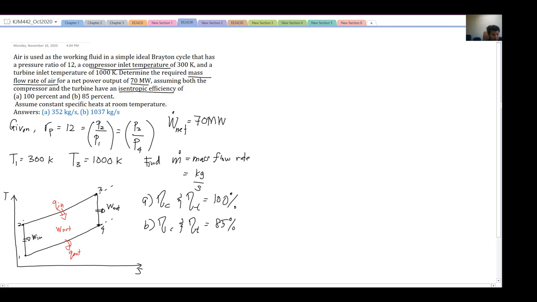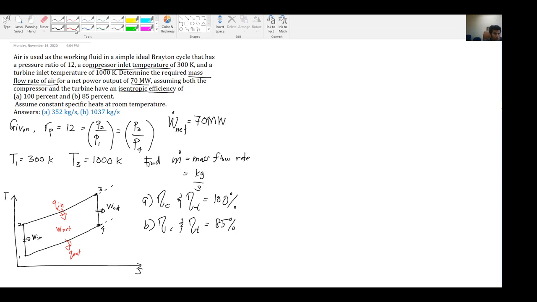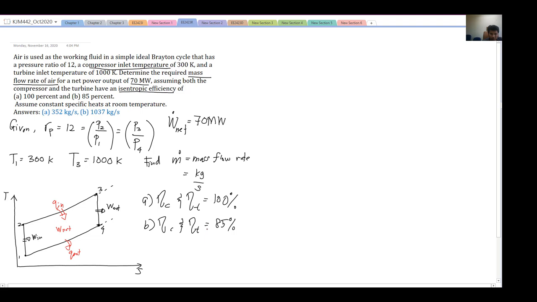Okay, if the isentropic efficiency for the compressor and the turbine is not 100%, it's not the ideal situation, which is always the case, being lower than 100%. We must draw another point in this TS diagram to represent the actual outlet temperature for the compressor and the turbine respectively. So now we have another point, which we define as 2A.